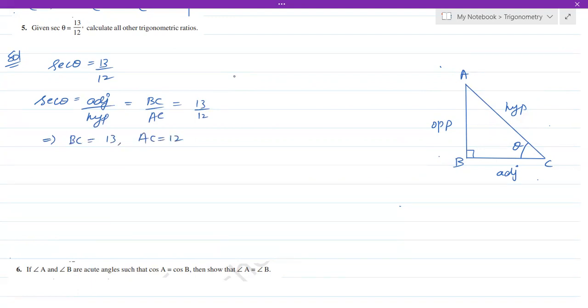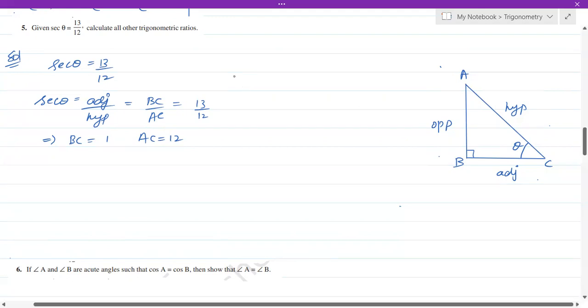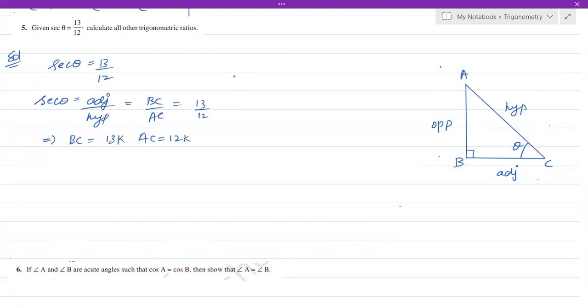Remember, we are not supposed to take BC directly as 13 and AC directly as 12. That's actually wrong. However, I have told you in the previous video also, what we are trying to find is a ratio at the end, isn't it? Calculate all other trigonometric ratios. So no problem. What we have to take is BC as 13 into the common factor, let's say the common factor is K, and 12K.